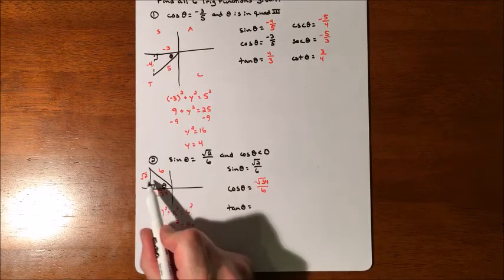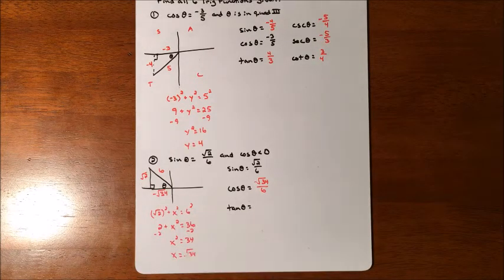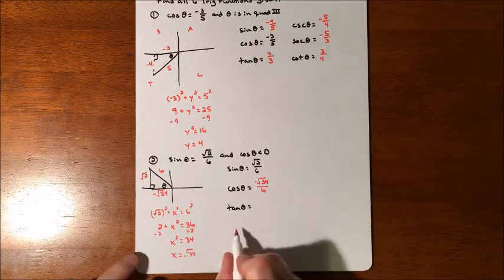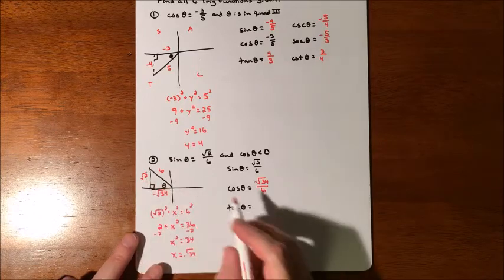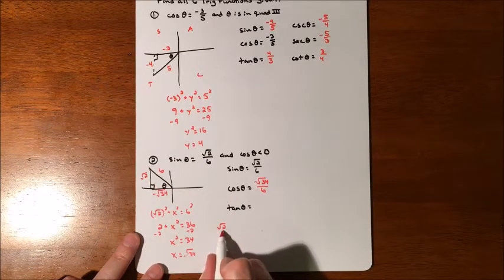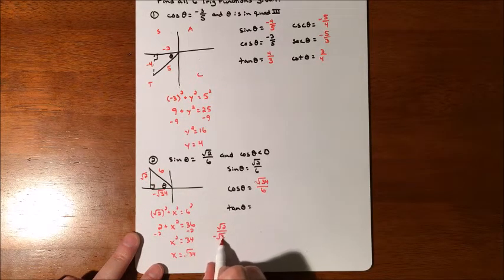And then tangent is going to be opposite over adjacent. So we're going to do some work on this one because of all the radicals. So we're going to have a root 2 over a negative root 34.